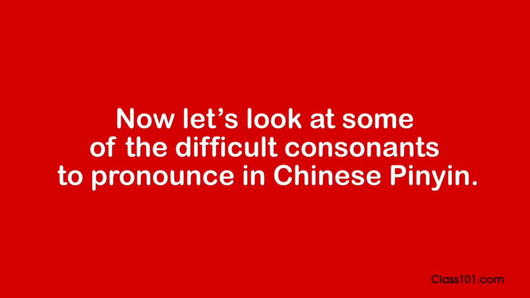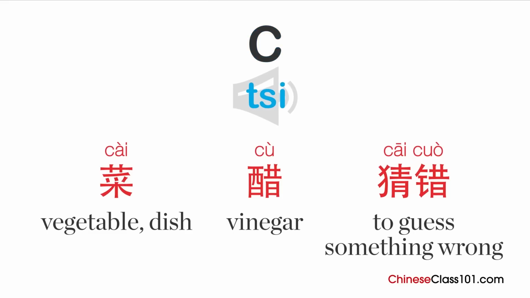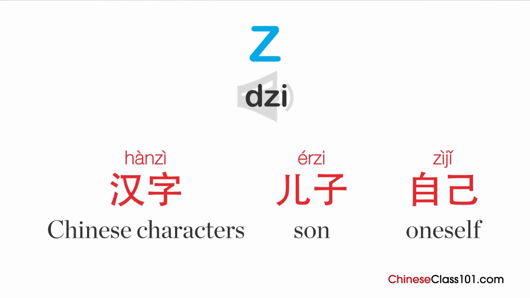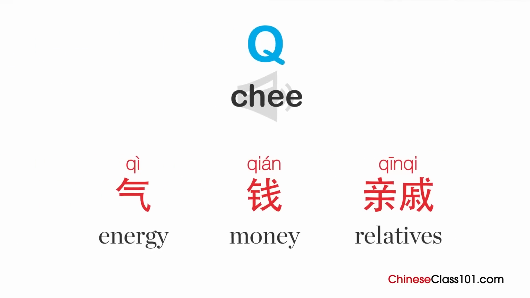Now let's look at some of the difficult consonants to pronounce in Chinese pinyin. C sounds like ts, as in cai, vegetable or dish, cu, vinegar, and cai cuo, to get something wrong. Z sounds like z, as in Hanzi, Chinese characters, 儿子, son, 自己, oneself. Q sounds like qi, but with a flat tongue and a flat mouth. For example, qi, energy, qian, money, 亲戚, relatives.